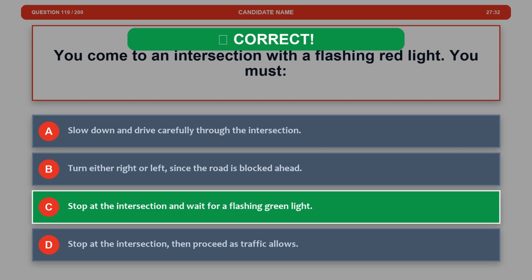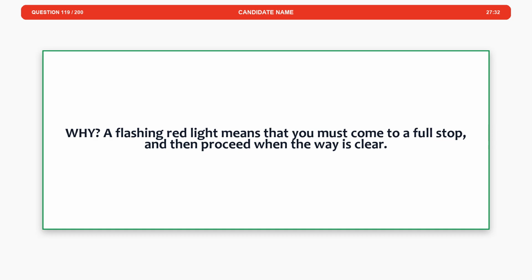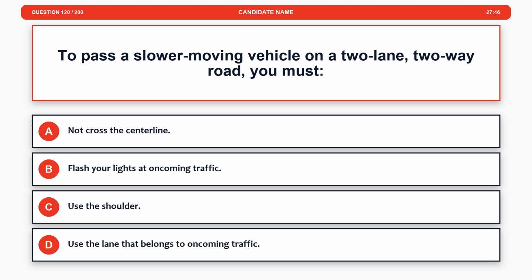The correct answer is option C. Stop at the intersection and wait for a flashing green light. Explanation. A flashing red light means that you must come to a full stop and then proceed when the way is clear. Question 120. To pass a slow-moving vehicle on a two-lane, two-way road, you must: Option A, not cross the center line. Option B, flash your lights at oncoming traffic. Option C, use the shoulder. Option D, use the lane that belongs to oncoming traffic.